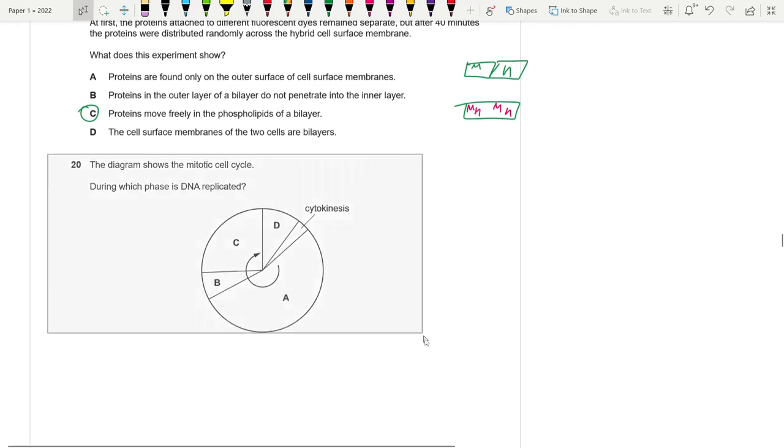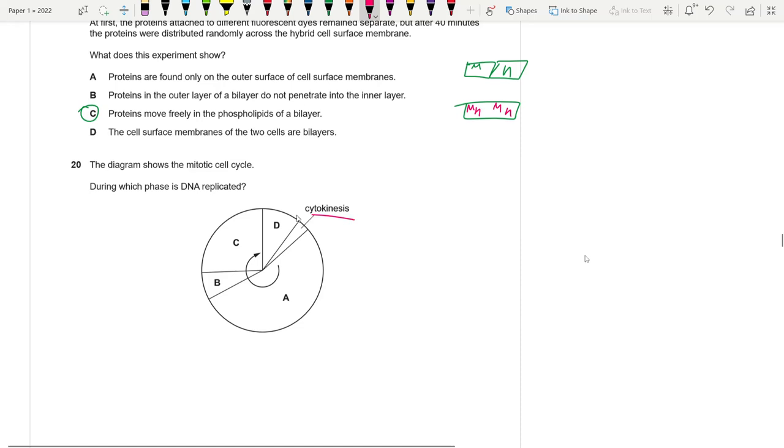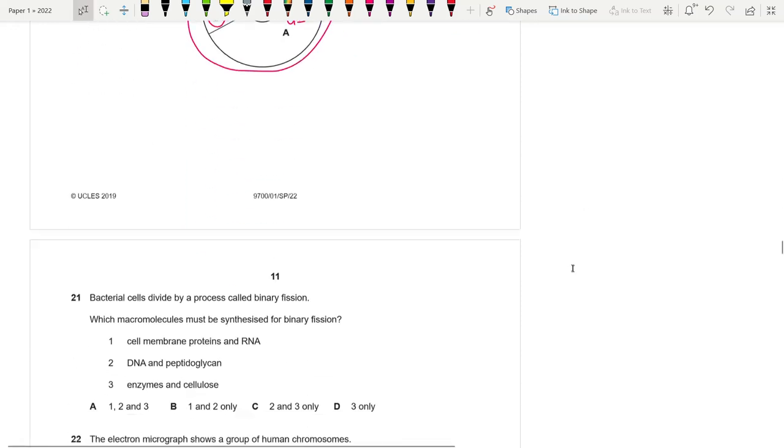20. The diagram shows the mitotic cell cycle. During which phase is DNA replicated? Since this is cytokinesis, right? This is the mitotic, out of the mitotic cell cycle, this is cell division and D is nuclear division, right? Nuclear division. So this whole part is interphase. This is G1, this is S phase, and this is G2 phase. So DNA is replicated during the S phase. So the answer should be B, 20B.